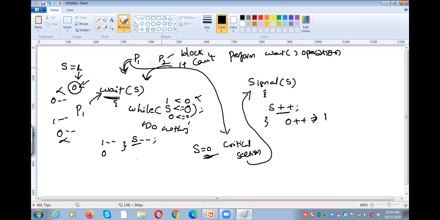At that time, the P2 process has to perform the wait operation. Why? Because P2 is blocked now. So whenever the semaphore value becomes 1, automatically a signal goes to the P2 process. Okay, so at that time P2 will perform the wait operation. Now the value of semaphore is again 1.